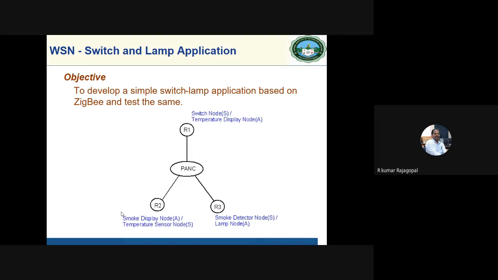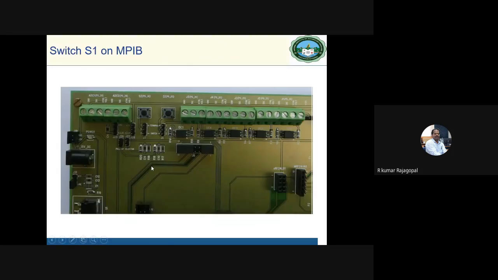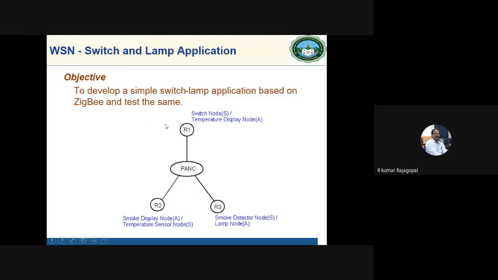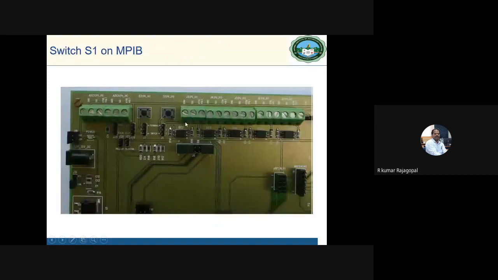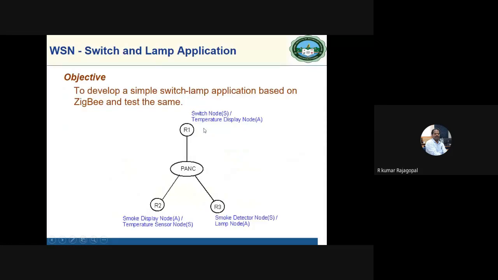Coming to the next level, how do you do each individual device? For example, R1, how do you configure and use? R2, how do you use? R3, how do you use? I'll give the overview only, then I'll go to the application. So coming to the first level, I'm thinking of switch S1 on the MPIB, the multi-purpose board. The switch is available in R1. Assume that R1, the switch is available here, is a router, not an end device.